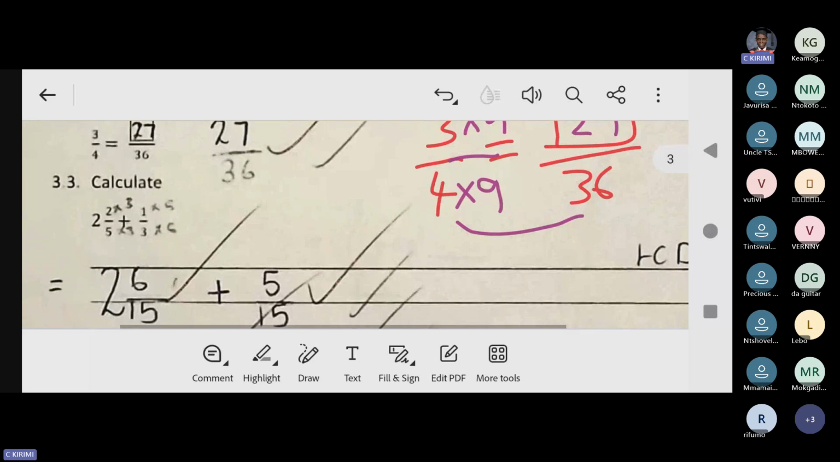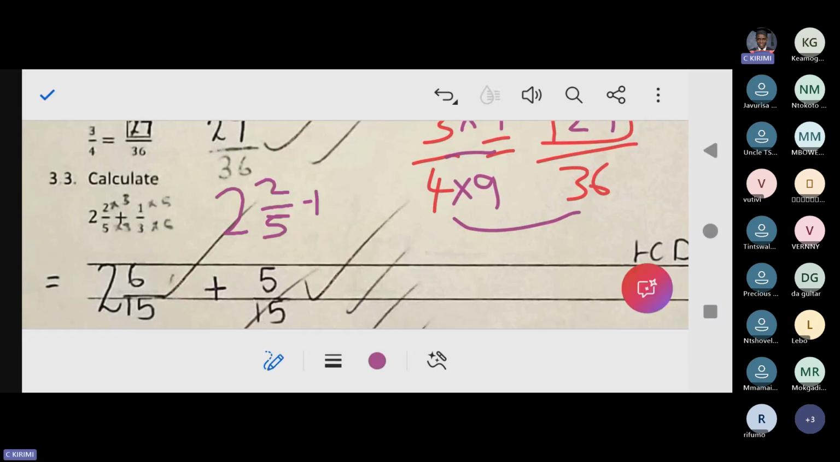Then the other one is where we are adding 2 and 2/5 plus 1/3. You can't add fractions if the denominators are not the same. So first you must find the lowest common denominator, by finding the equivalent fractions of those two fractions.